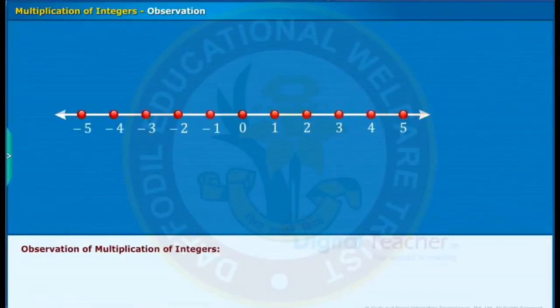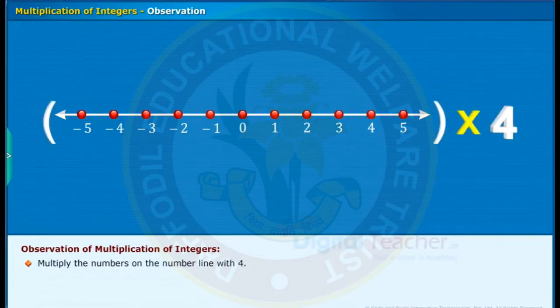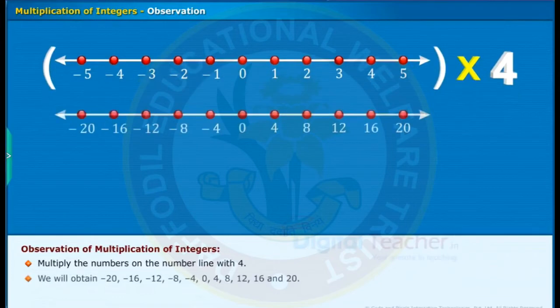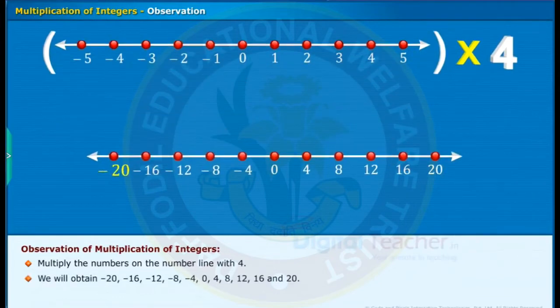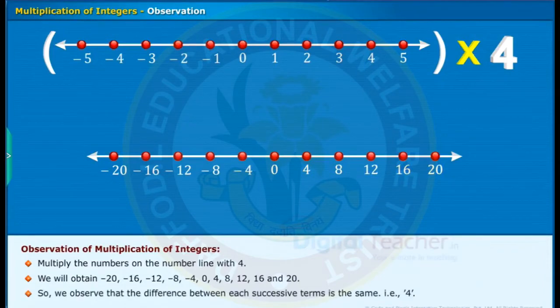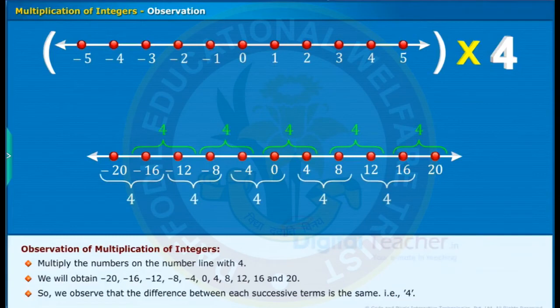Let us observe the multiplication of integers. Multiply the numbers on the number line with 4. We will obtain -20, -16, -12, -8, -4, 0, 4, 8, 12, 16 and 20. So, we observe that the difference between each successive terms is the same, that is 4.